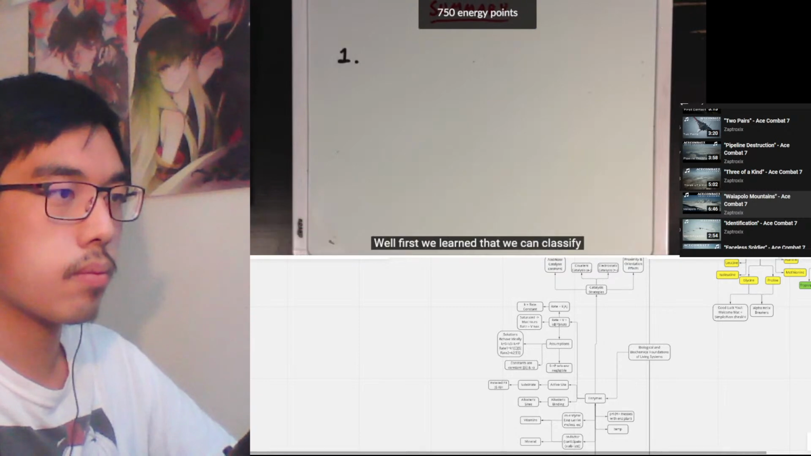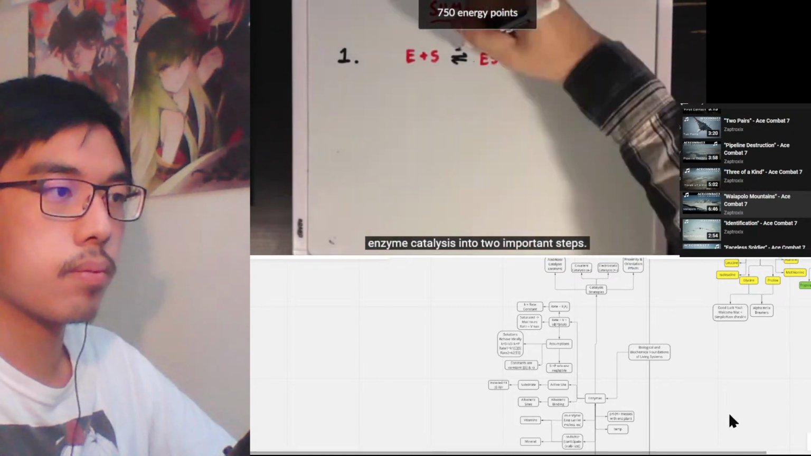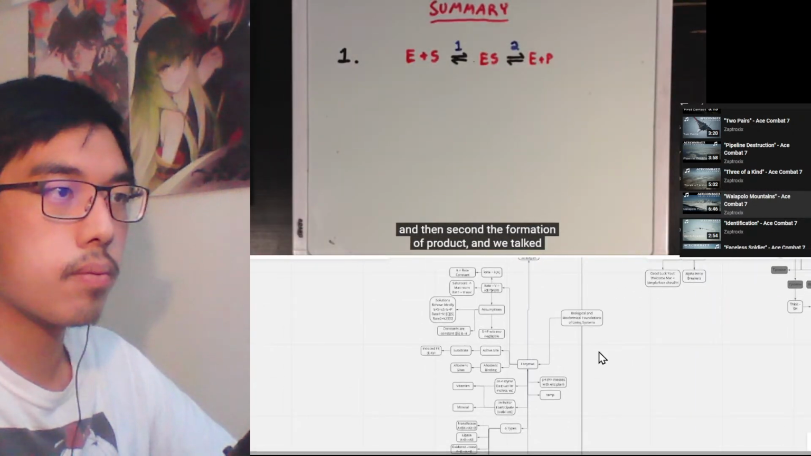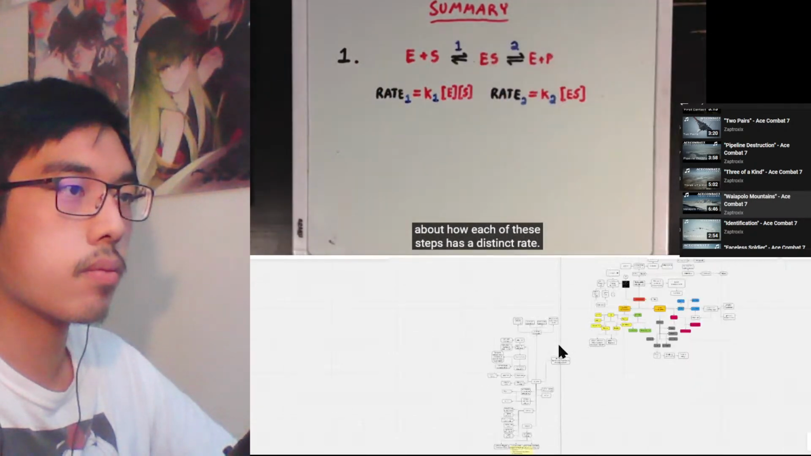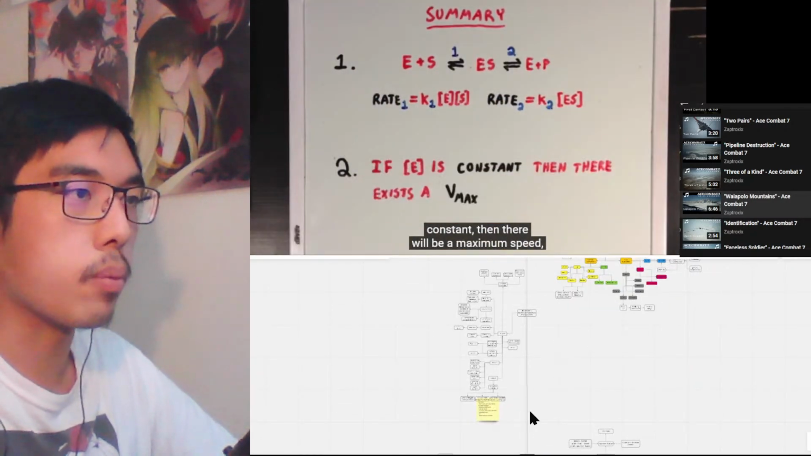So what did we learn? Well, first we learned that we can classify enzyme catalysis into two important steps. The first is that the enzymes bind the substrate, and then second, the formation of product. And we talked about how each of these steps has a distinct rate. Second, we learned that if we keep the enzyme concentration constant, then there will be a maximum speed Vmax for that reaction.